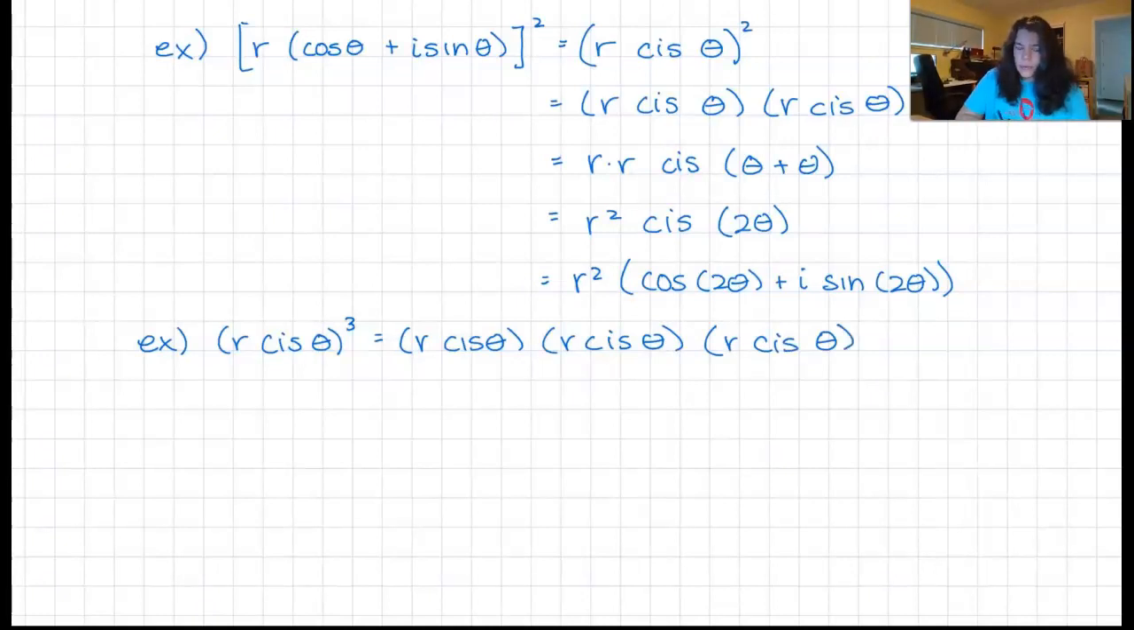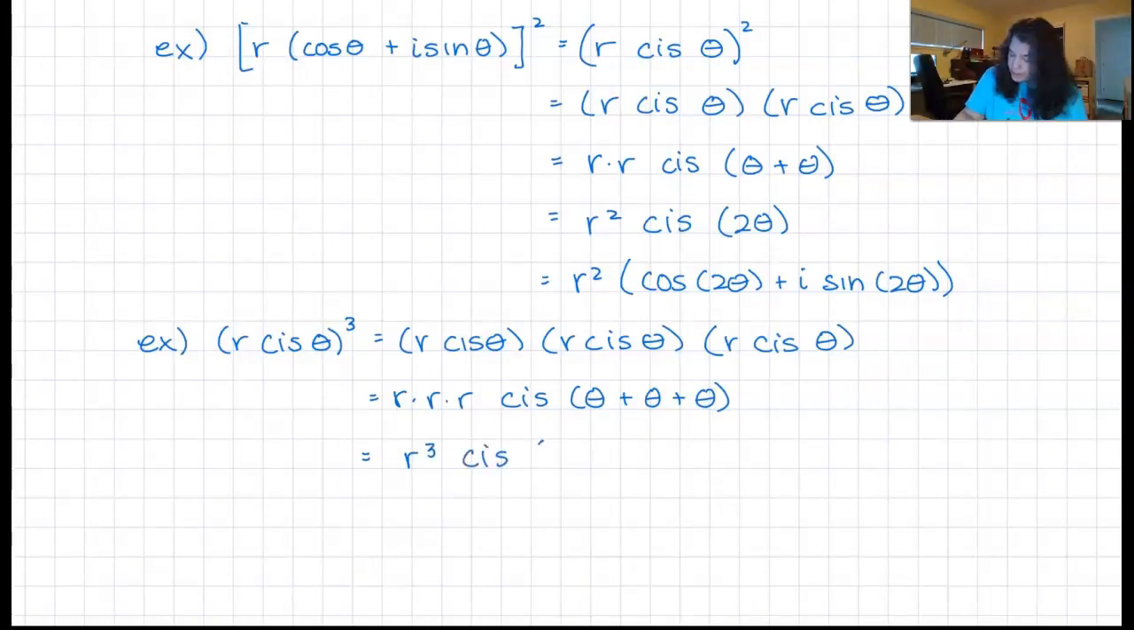And again, from multiplying, we know that we just multiply all the radii and we add all the arguments. So when you have 3 r's, that's r cubed when you're multiplying them, and then theta plus theta plus theta is going to be 3 theta. So now let's see if we can generalize.